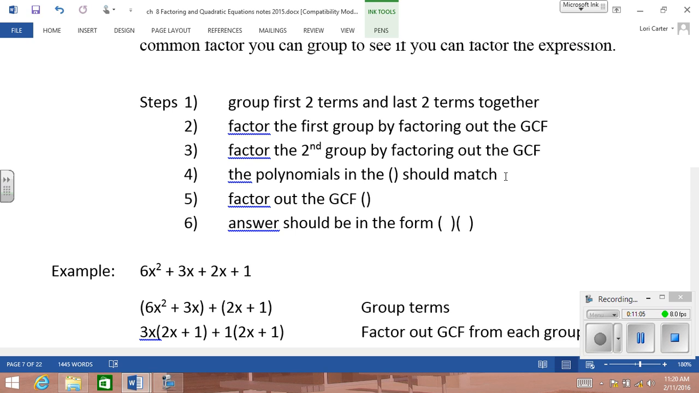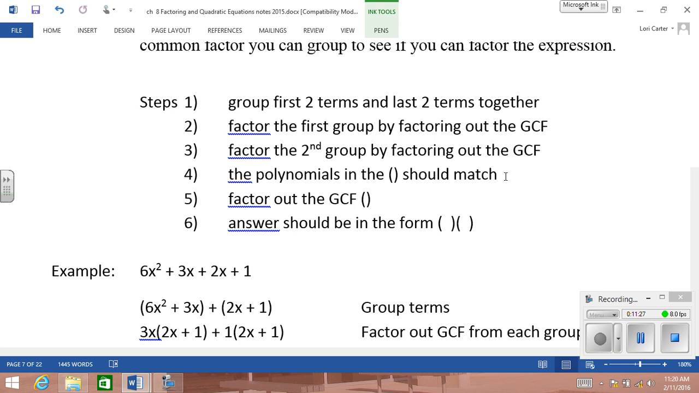So I have the first 2 together and the last 2 together, they're grouped. Now I'm going to take out what they have in common, but they're 2 baby problems. So I look at the first group and I take out what it has in common. I get that. Then I take the second group and I take out what it has in common. Now you guys are new to this, so guess what those parentheses are going to look like?